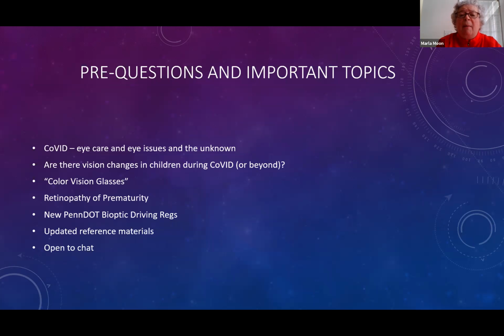And then in the Dropbox, there are updated reference materials for those of you that have attended my presentations before. I usually have reference materials, everything from common ocular side effects to common medications, alphabet soup with terminologies and abbreviations that you may see in reports. So all of those have been updated and they're in the Dropbox.